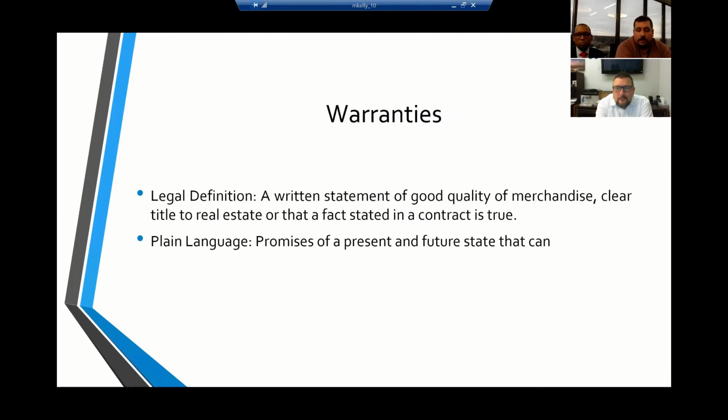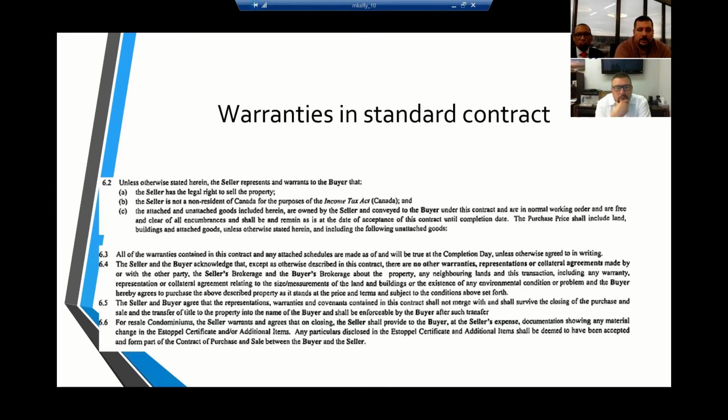And then similarly, like we said, there's a number of warranties included that promise the present and future state. In your standard contract, there's a number of different warranties or language around warranties. So 6.2 talks about how someone has a right to sell the property, that they're not a non-resident of the property, and this is an important one for what's coming later, that the attached goods are owned by the seller and conveyed to the buyer, and that they're in normal working order and free and clear of any encumbrances.